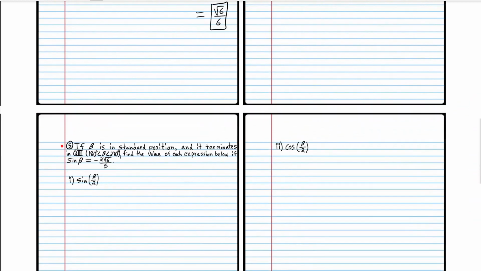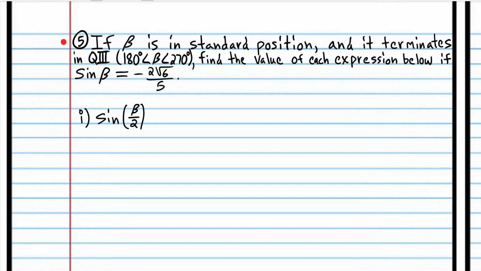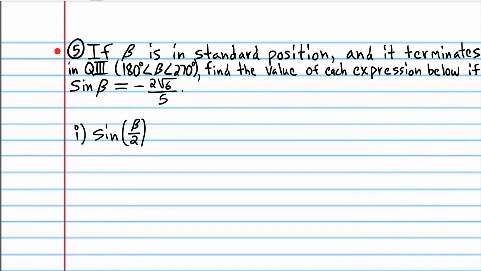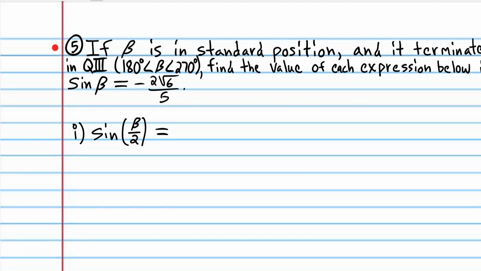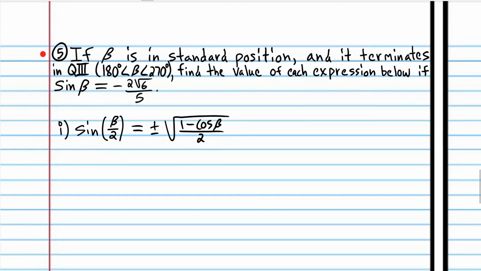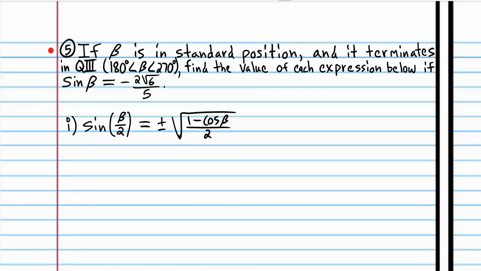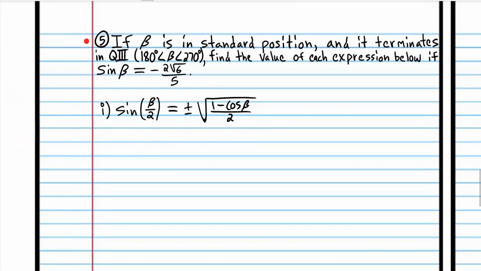Okay, so let's do this next problem together. So this problem is different because we're given the value of sine beta instead of cosine beta. We're going to use a half angle identity. And first thing we need to do is determine if we're going to use a plus sign or a negative sign.